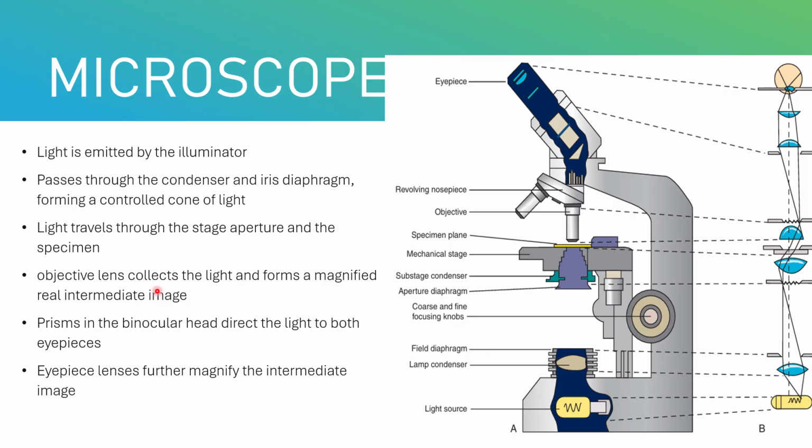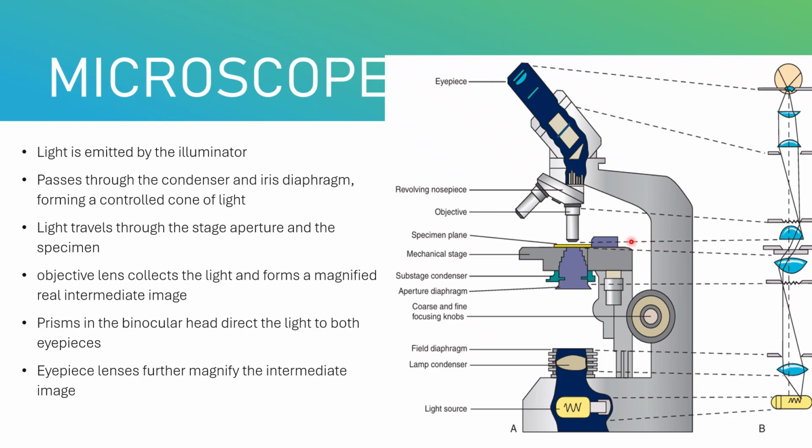The objective lenses will collect the light and form a magnified real intermediate image. And prisms in the binocular head will direct the light to both the eyepieces.